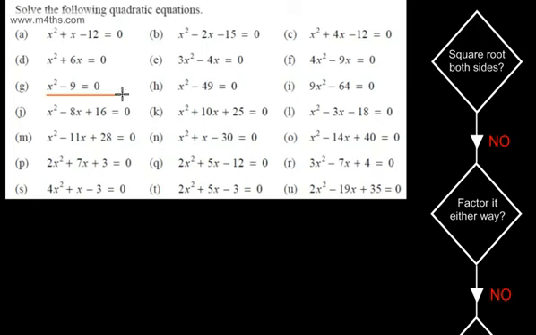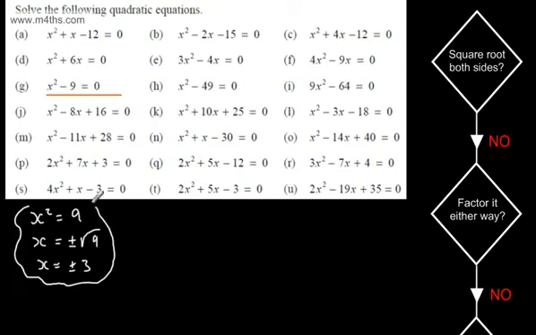x squared minus 9 is equal to 0. So what we can do is write this now as x squared is equal to 9 by adding 9 to both sides. Taking the square root, x will be equal to plus or minus the square root of 9, and then x will be equal to plus or minus 3. Sometimes you'll be asked to factor this as a difference of squares. If we wanted to factor this as a difference of squares, we could write this as (x plus 3)(x minus 3) is equal to 0.